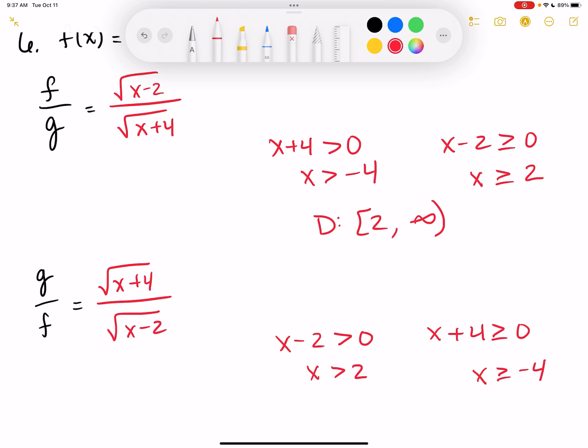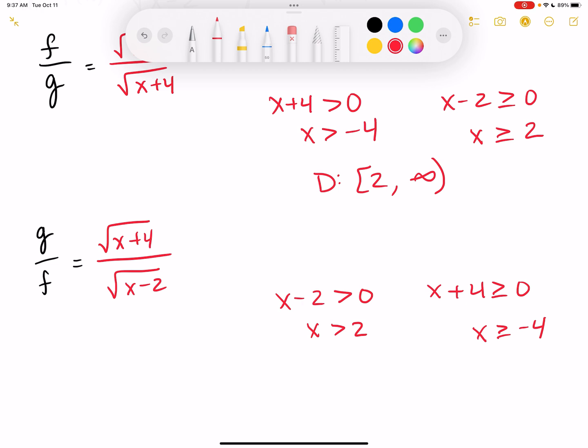So which one am I going to use for my domain? Greater than 2. But notice that the difference with this one is that it's going to be a parenthesis instead of a bracket, because it does not include 2 this time. Oh, wait, this is easy. Okay.